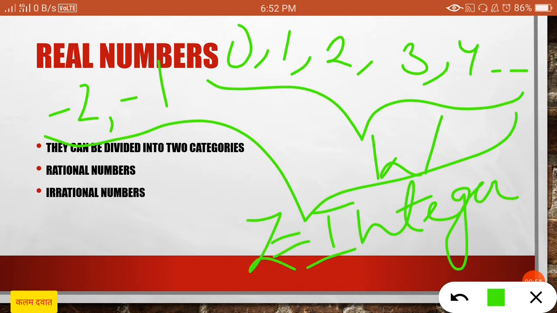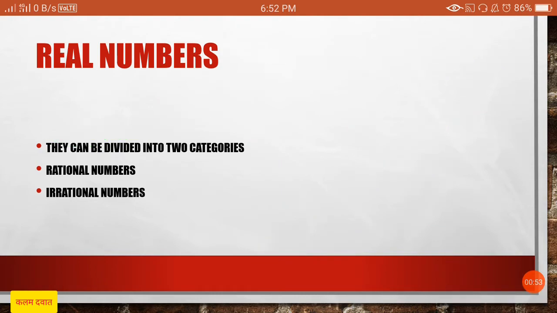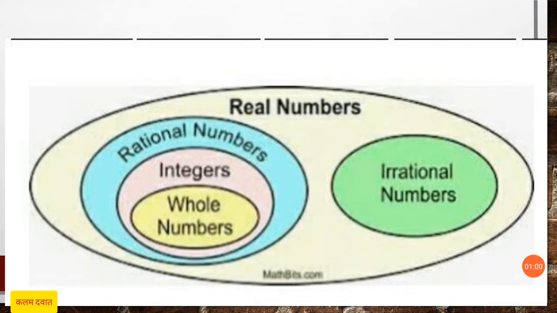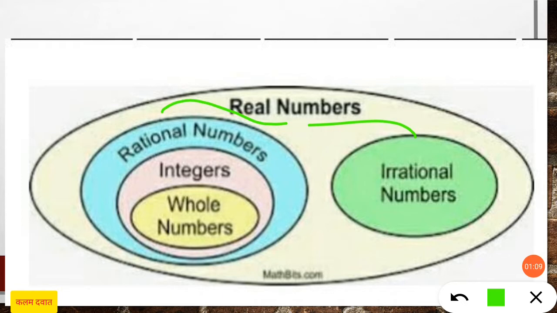Now in real numbers, there are two categories. First one is rational and second is irrational. First we will talk about rational numbers. Let's see this Venn diagram. This will help you to understand the categorization. Real numbers are categorized into rationals and irrationals.